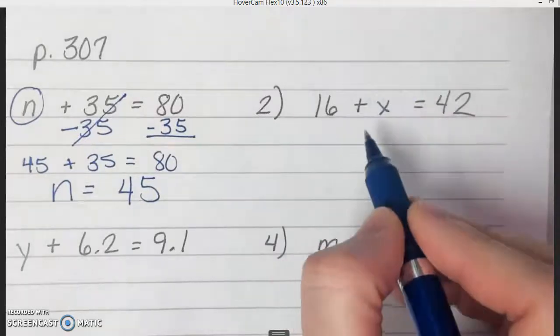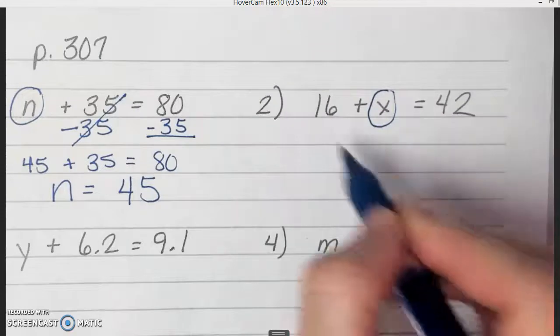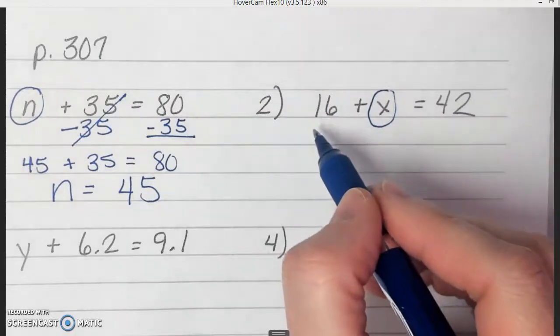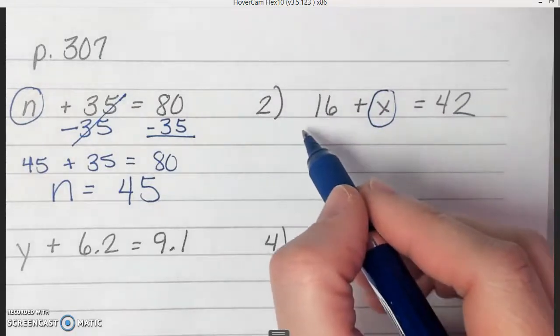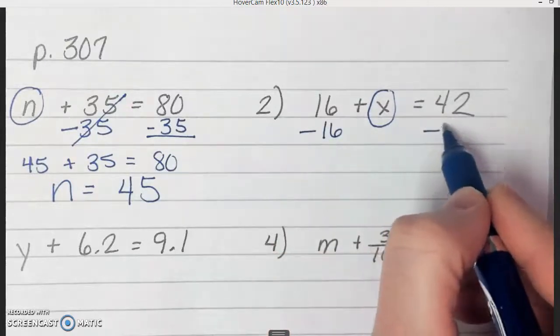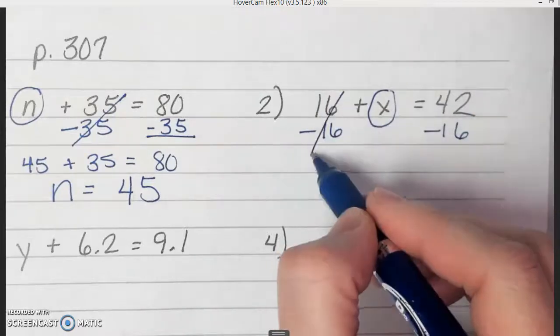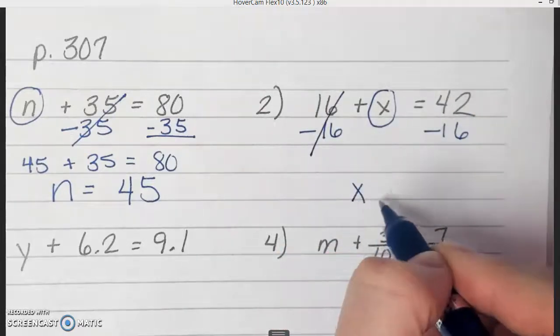Alright, so we have 16 plus x equals 42, and the object is to get x by itself. So what am I going to have to do with this 16 here? I'm going to have to subtract it. So subtract 16, and if I do it to this side, I have to do it to this side also to keep it balanced. So those cancel out and leave me with x.